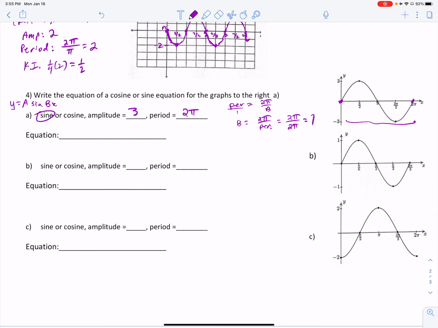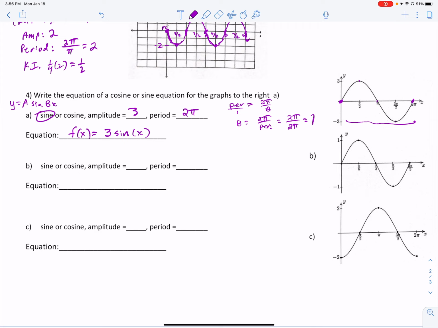And that should make sense that b is 1 because there was no change in the period. And so the equation of this, f of x, it's not reflected in the x-axis. We start by going up. And so it'll be a positive 3 and then sine of just 1x because b is 1. There was no change in the period.